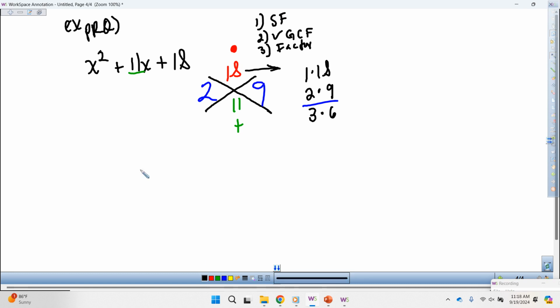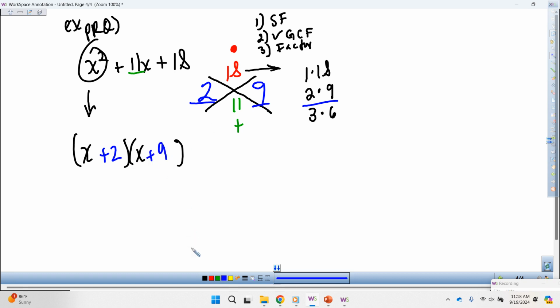Therefore, bring this one down. X times X. One of them is plus 2. The other one is plus 9. And these are my factors. How many? 1, 2.